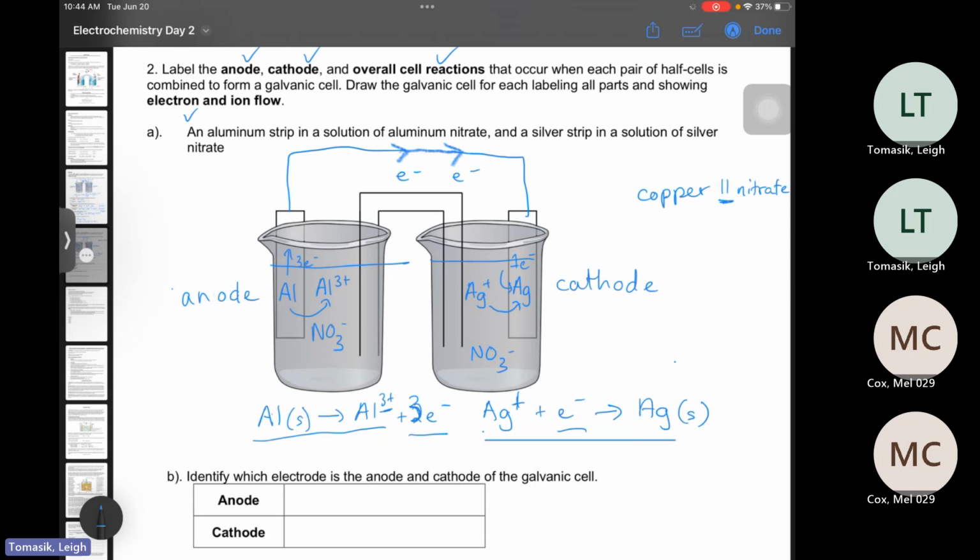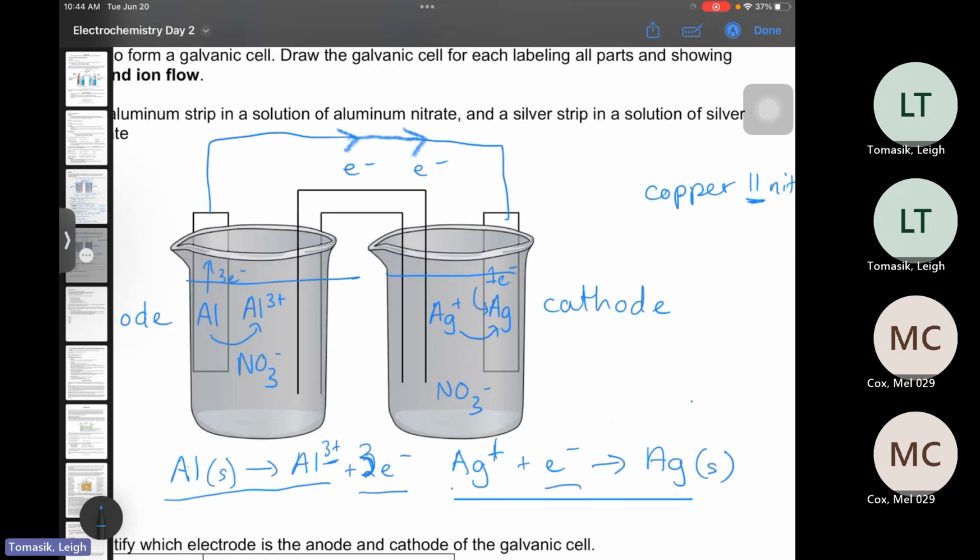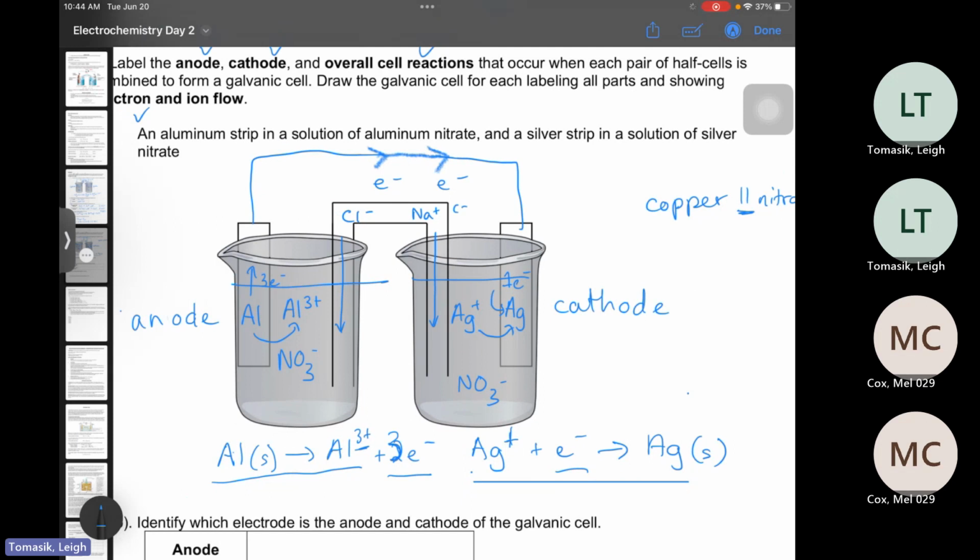we've done some of the ion flow, but we can't forget the salt bridge. At the anode side we have positive ions being made, so we have a negative ion come down from the salt bridge. And we have positive ions being removed at the cathode side, so they need to be replaced by positive ions. So remember that the cation always goes to the cathode, and the anion always goes to the anode.